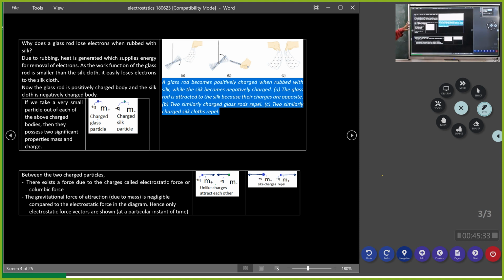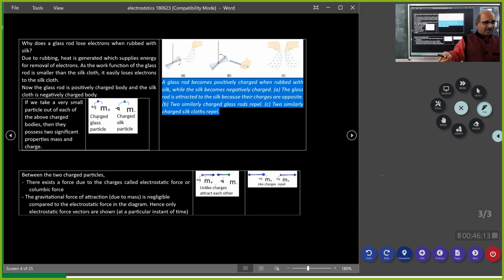Point charge. Due to rubbing, heat is generated which supplies energy for removal of electrons, as the work function of the glass rod is smaller than that of silk. Just like in chemistry, where you got a charge in a double displacement or a single displacement. If you put copper in ferrous sulfate solution, correct? So what happened there? Iron in copper sulfate solution. Iron got displaced with copper, and in the electrochemical series, this comes on top, this comes later. Same way you have this series here.